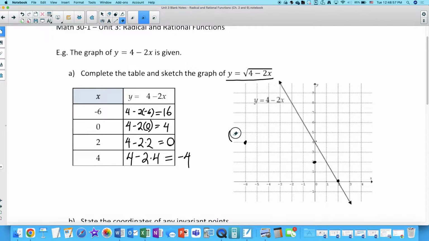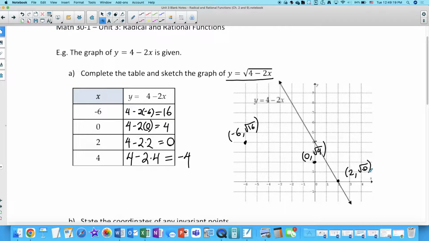So if you want to kind of remember, this point is -6, root 16. That's where that 4 comes from. This point here is 0, square root of 4, because that original point is when y is equal to 4. This point here is 2, square root of 0.